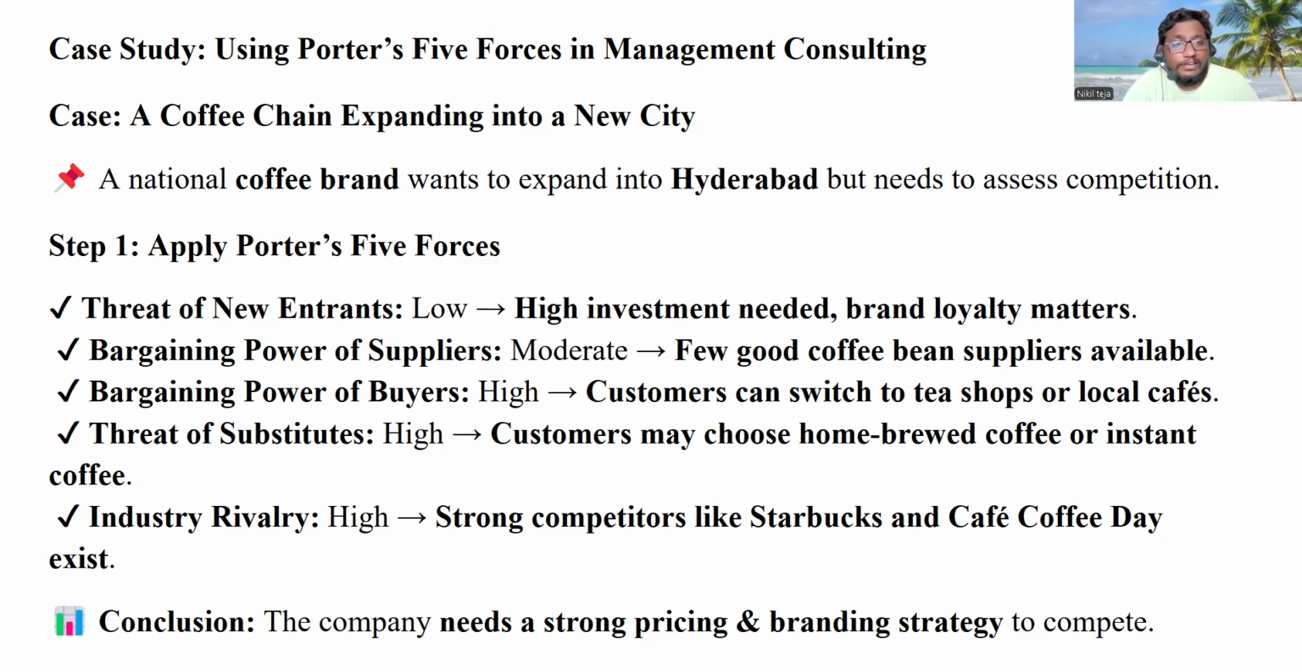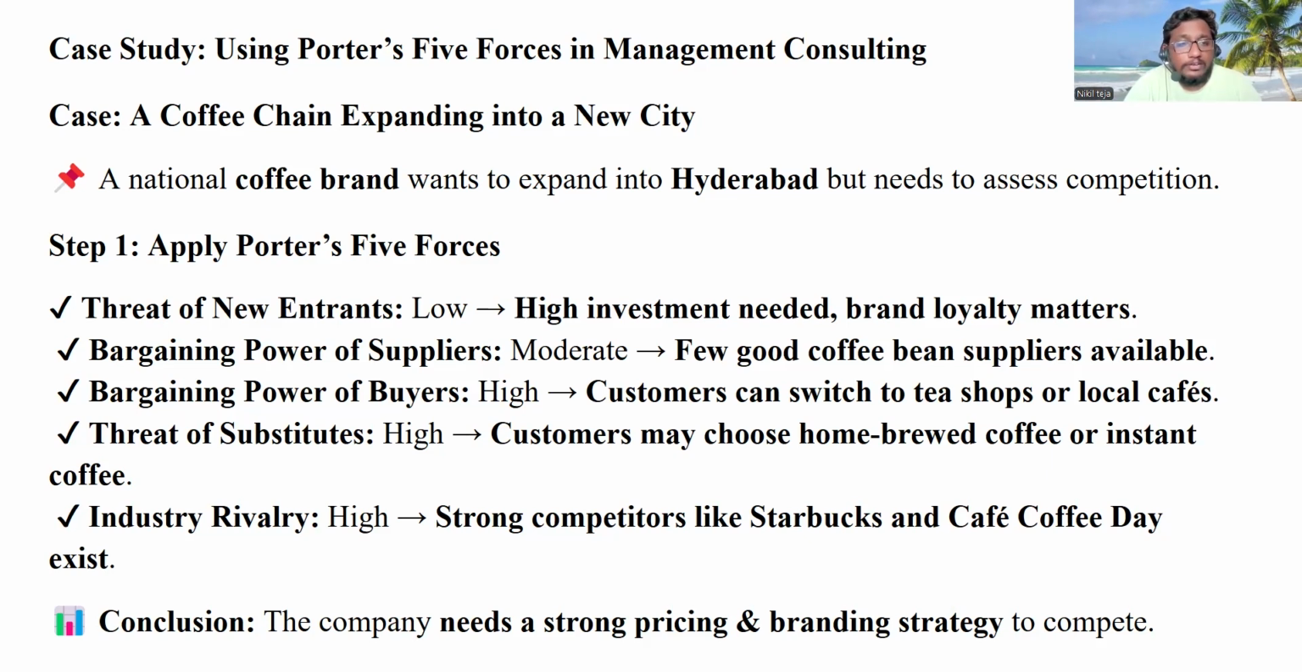Let's see the fourth one. Threat of substitutes: high. Customers may choose home brewed coffee or instant coffee. For example, if they don't want to drink coffee, they can go for juices or coconut water. If it is summer, they will directly drink cold drinks, coconut water or juice. They will not prefer hot coffee and all these things. So, sorry guys, the threat of substitutes will be high.